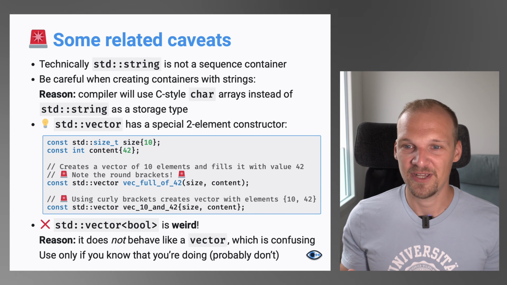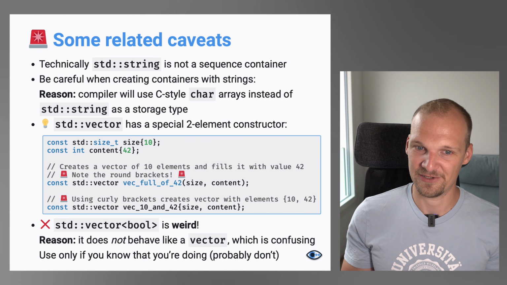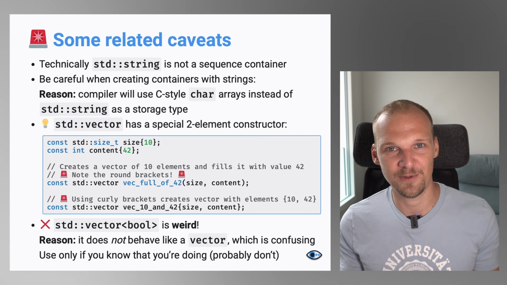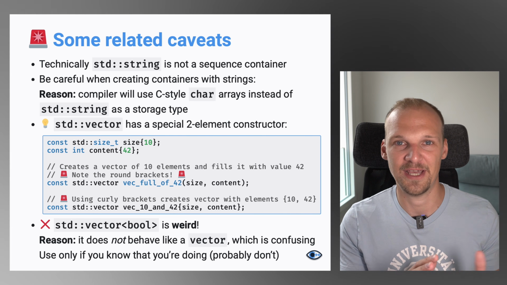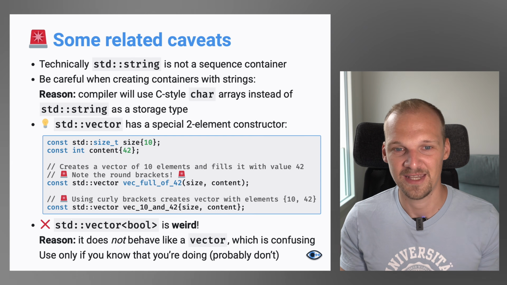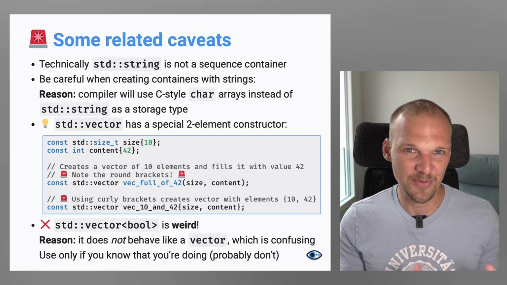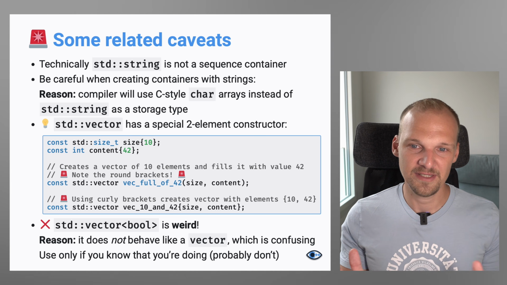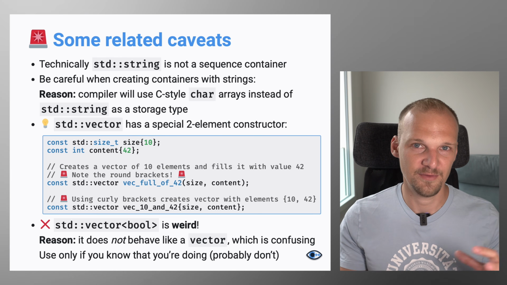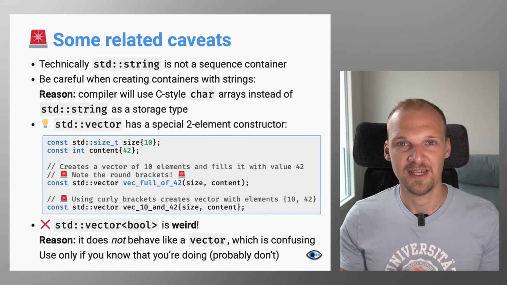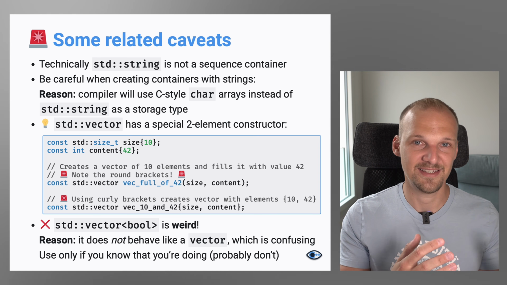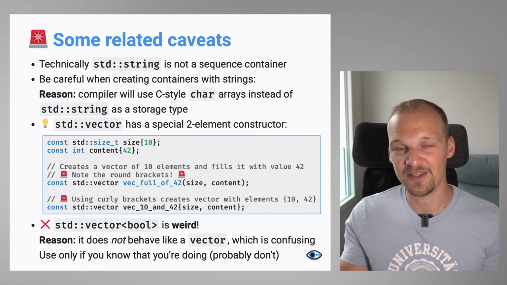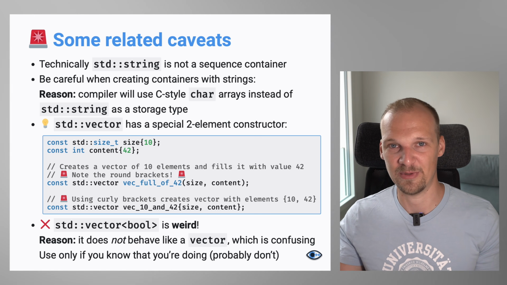Technically, std::string is not a sequence container. It's something a bit different, but it behaves so similarly to a sequence container that for now we'll just stick with that. Second, really be careful when creating containers with strings. The reason is that because of the heritage of C++, it comes from C, and C had a very different perception of what is a string, and standard string just basically wraps that implementation.